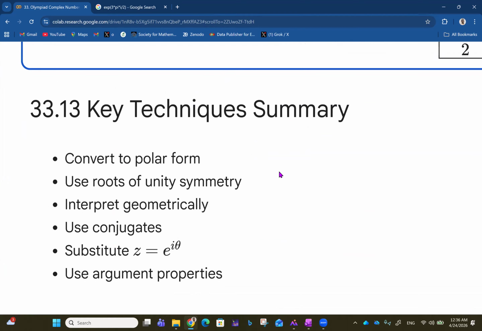I was not able to show all this one that was forming like a circle. Then you can interpret geometrically. You can use conjugates when necessary, especially if you need to rationalize. Then you can substitute z equals e raised to the power i theta when you have to deal with things like z plus 1 over z. Then you can use argument properties.